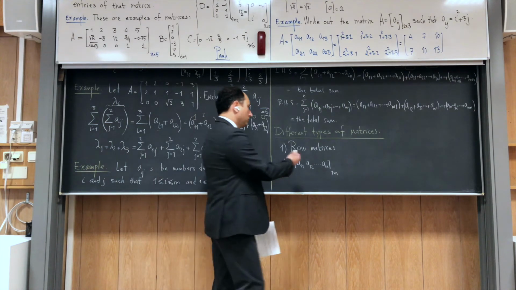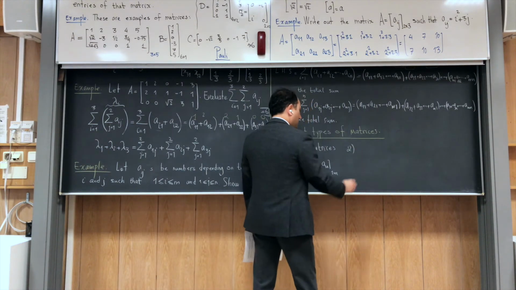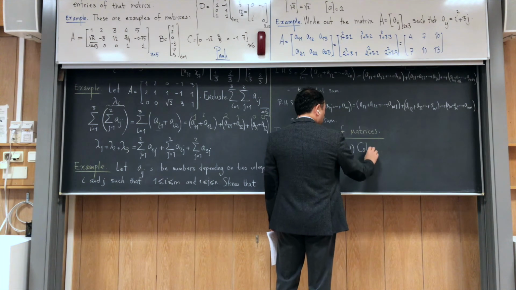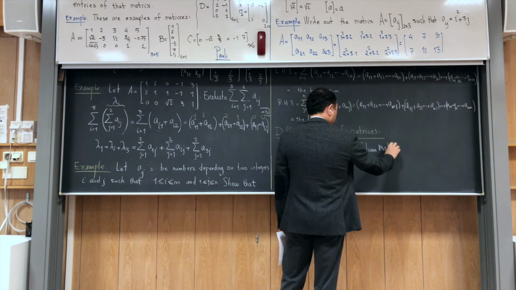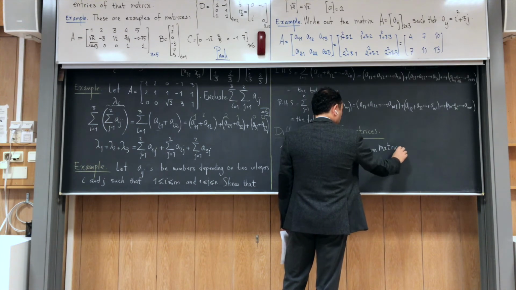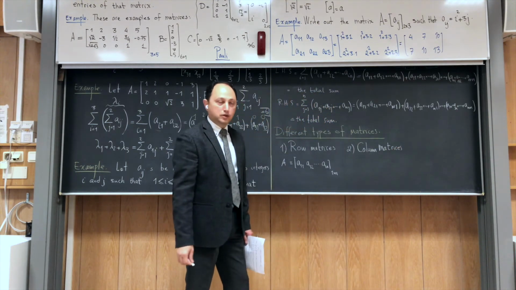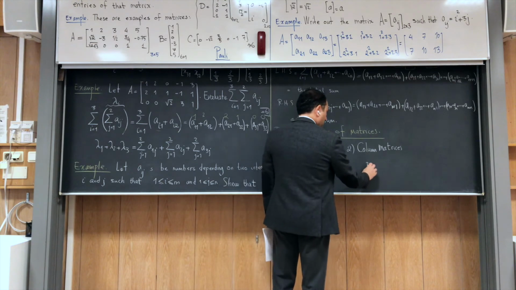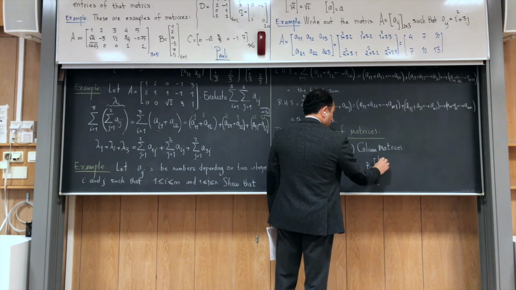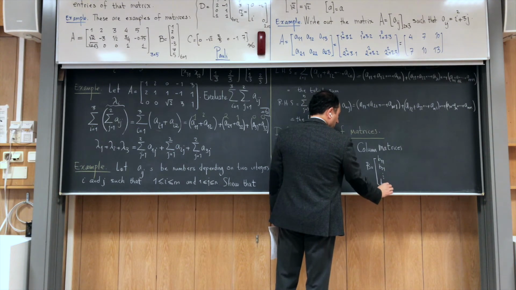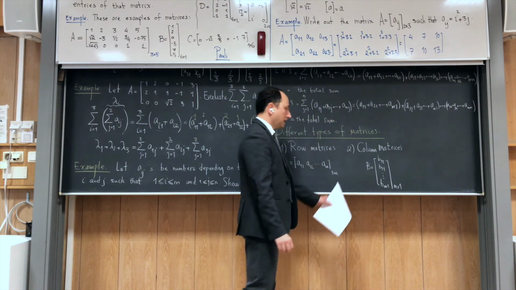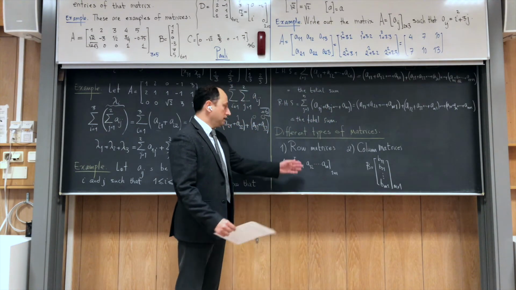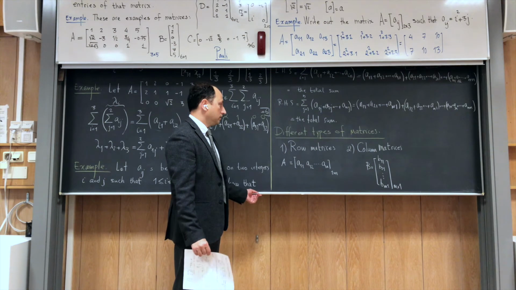And then, of course, you can guess what comes next. That is a column matrix. And that is a matrix having exactly one column. For example, B is b11, b21, up to, for example, bm1. This is an m by 1 matrix. So it has only one column. This has only one row.